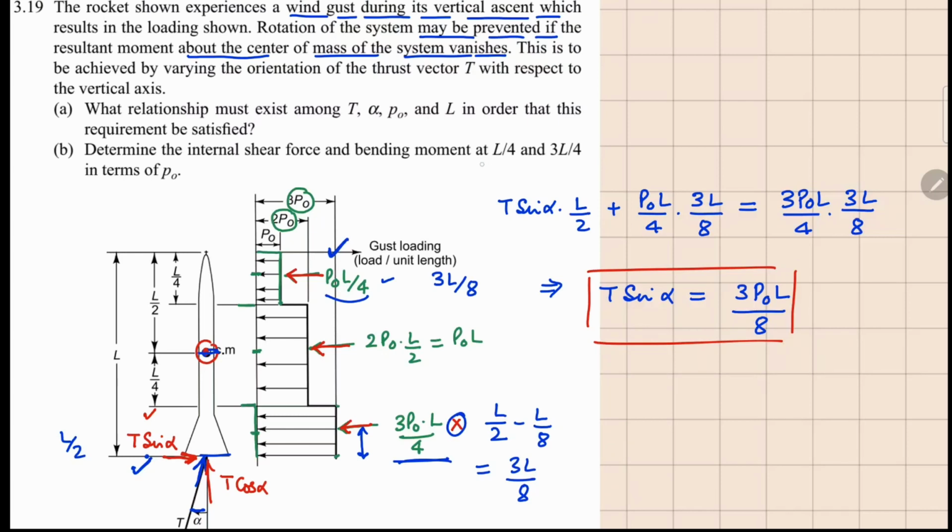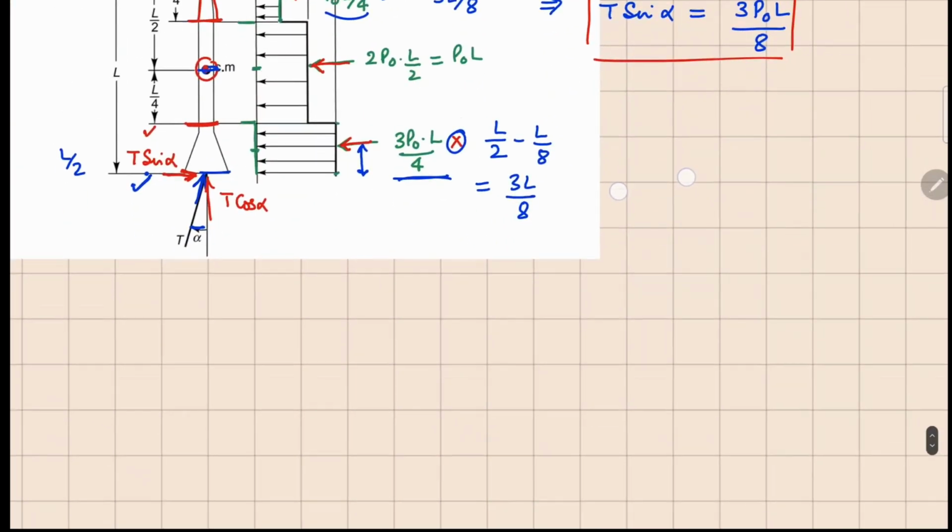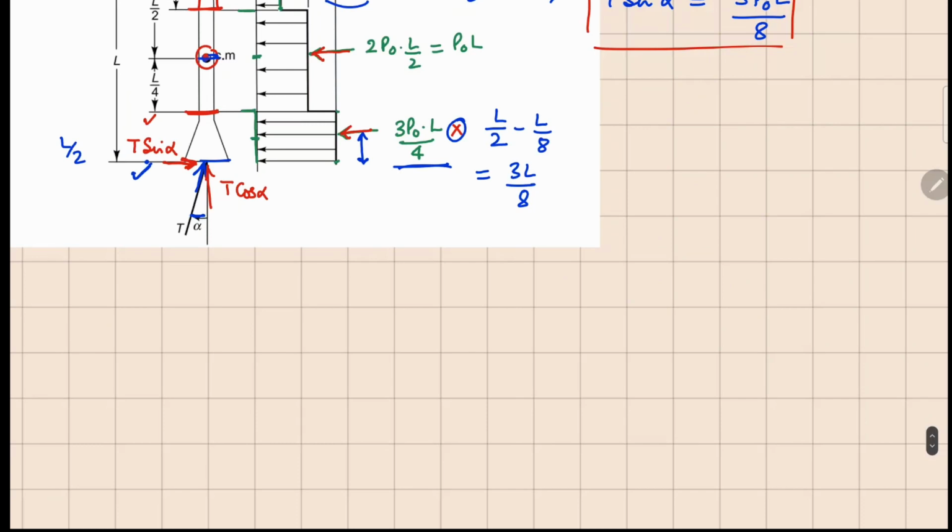Now in the second part, we have to figure out the shear force and bending moment at L by 4 and 3L by 4. Your L by 4 section is somewhere here and your 3L by 4 is right here. So let's draw the part at L by 4 first. If I draw this separately, on this L by 4 section, we have this distributed force because of wind. Intensity is P naught and this length is L by 4.